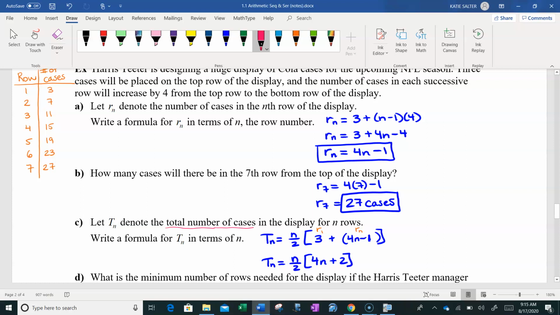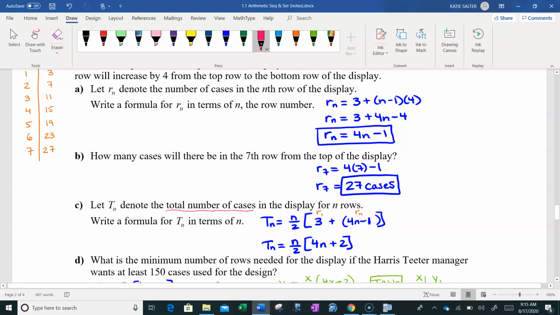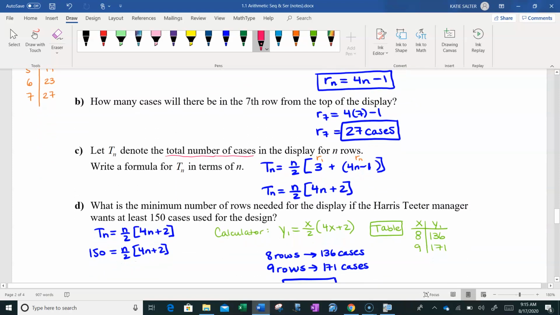What is the minimum number of rows needed for the display if the Harris-Teeter manager wants at least 150 cases used for the design? All right, so what you're pretty much doing is setting up what n would need to be if our answer is 150. Now, you could work this out algebraically, you could distribute, it makes a quadratic, and you could use quadratic techniques to solve it. You can also use technology, that's a lot quicker.